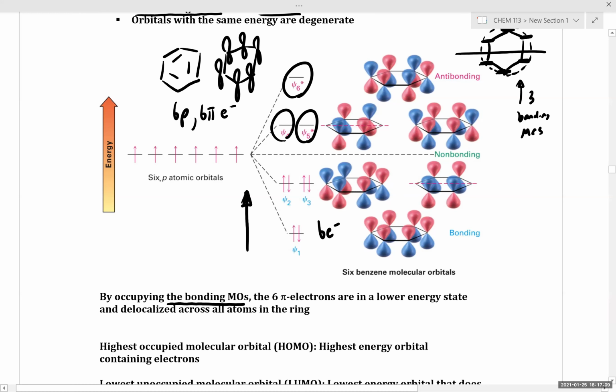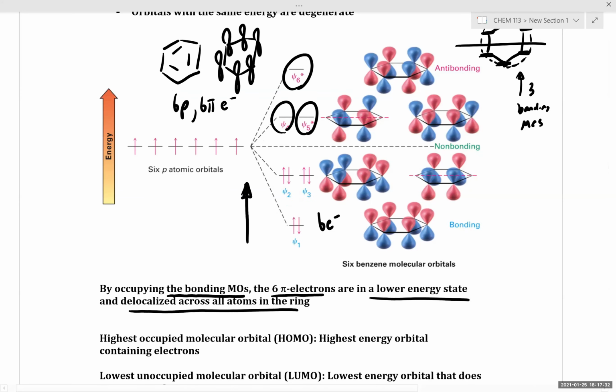So, in turn, by placing our electrons in these bonding molecular orbitals, our 6 pi electrons are in a lower energy state, and part of the reason for that is because these electrons are delocalized across a greater number of atoms in the ring.